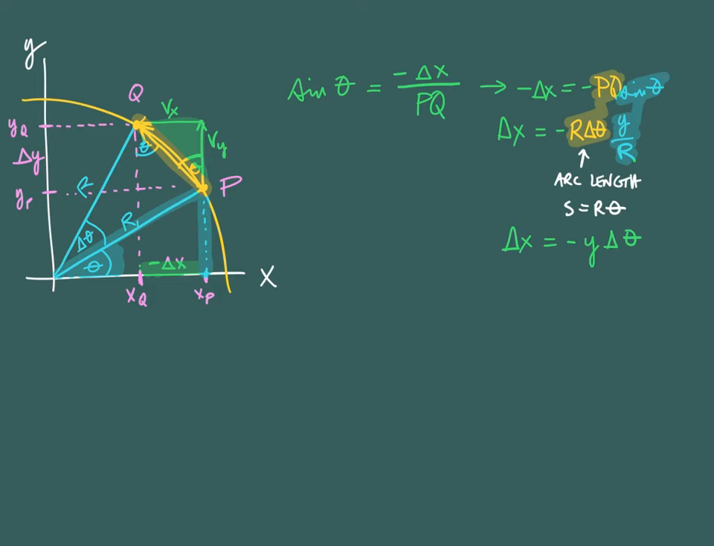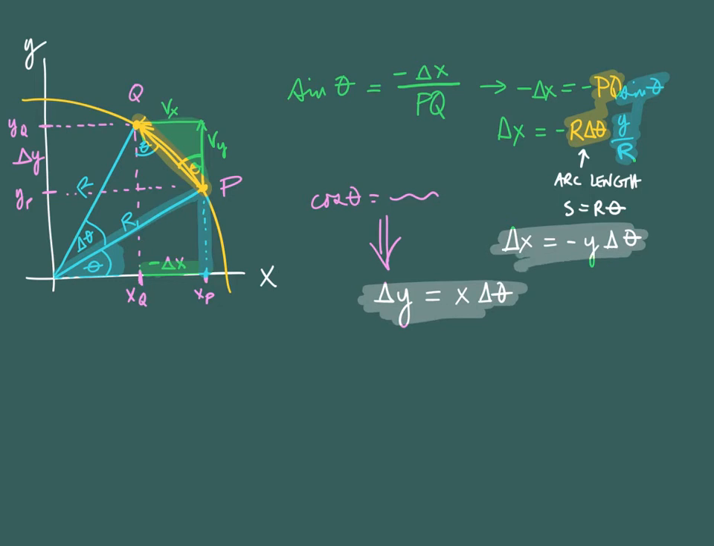So if we go through the same business, cosine of theta will be equal to some stuff, okay? And what that's going to give us at the end of the day is that negative delta y is x delta theta. So we get these two equations that describe how x and y change in relation to how theta changes.